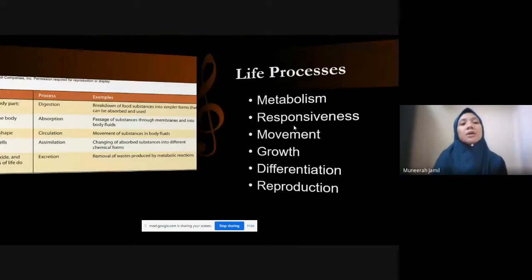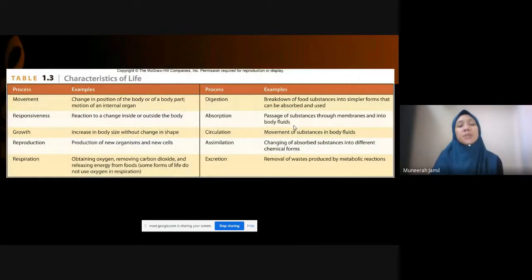Okay, all right. So this is what it means by movement, basically a change in position of the body or of a body part. The motion of an internal organ is also called a movement process. And then you have responsiveness, which is a reaction to a change inside or outside the body. Growth, an increase in body size without change in shape. Reproduction is the production of new organisms and new cells, where we have what we call mitosis, meiosis, and then respiration, where we obtain oxygen and remove the carbon dioxide from the body, release energy from foods, etc.